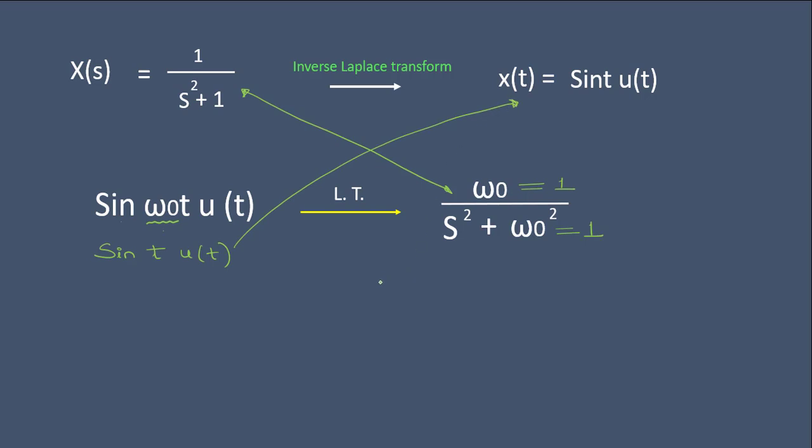So this is the way you can find the inverse Laplace of the basic signals. As I told you, when we solve some good questions on this topic, you will get a good idea on finding the inverse Laplace and also finding the poles of a transfer function. So the inverse Laplace of 1 upon s square plus 1 is sine t u of t.